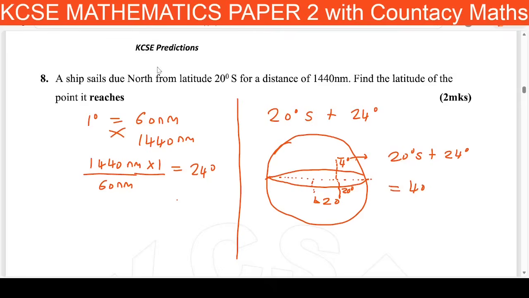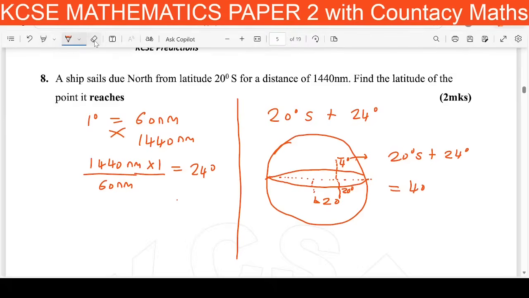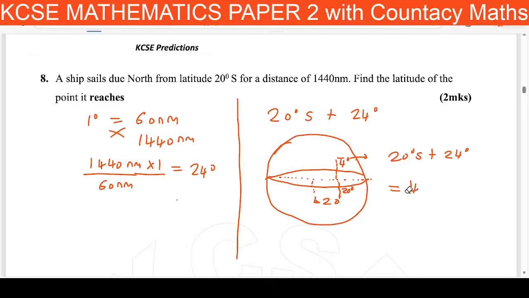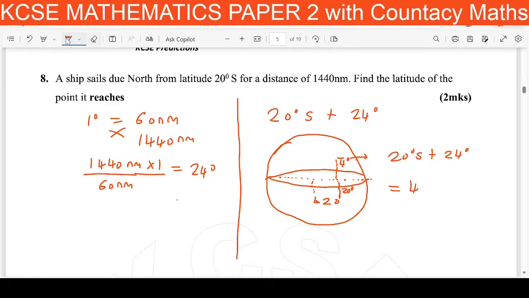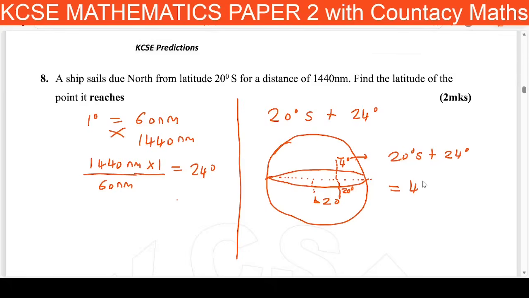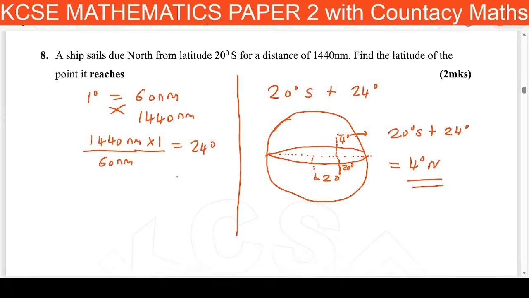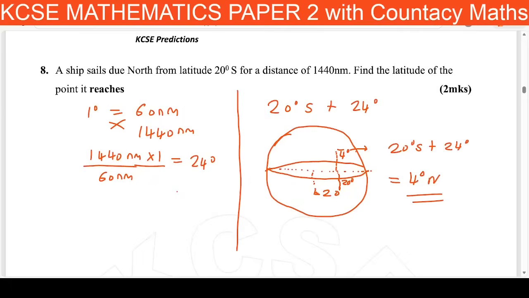Therefore, 20 degrees south plus 24 degrees towards the north should give you 4 degrees. You need to write the word degrees well so that it doesn't appear like it's 40. Therefore, what you get is 4 degrees, but that is towards the north. And that is exactly how you are supposed to go about that question. But the most important thing here is to know how to convert the distance from nautical miles to degrees so that you can solve from there. So this is an important formula. If you wish, you can note it somewhere. You might need it later on.